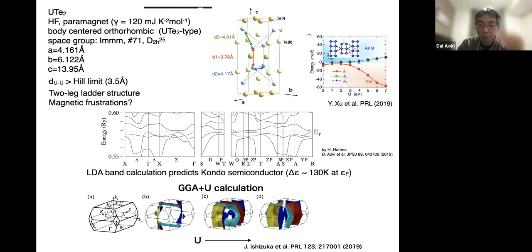And Ishizuka-san and Yanase-san calculated with GGA plus U. And then by changing the U, the Fermi surfaces appear something like this. And the volume of the Fermi surfaces depends on the value of the Coulomb repulsion U. And I believe the reality is something like this.